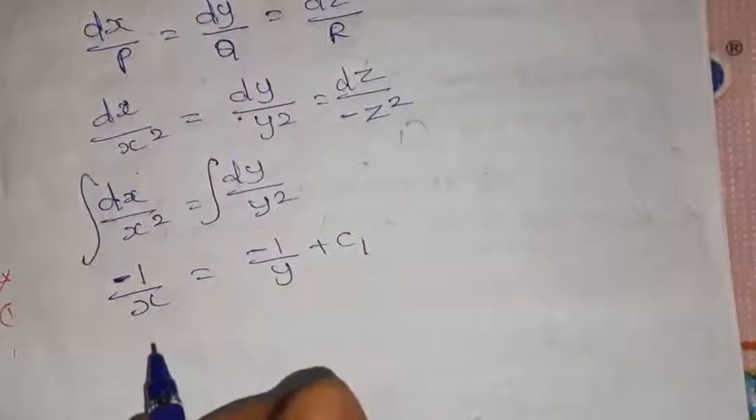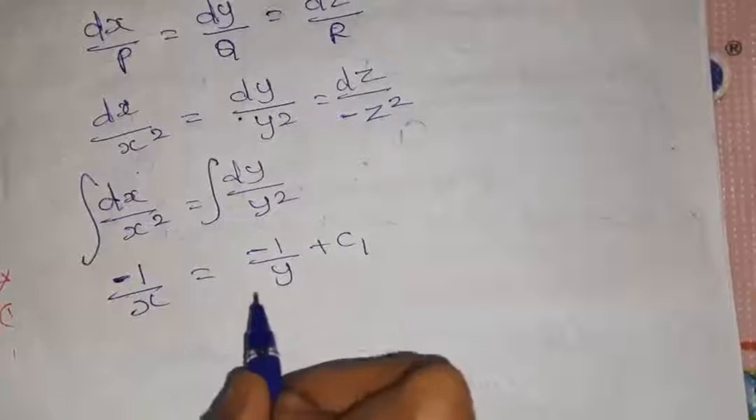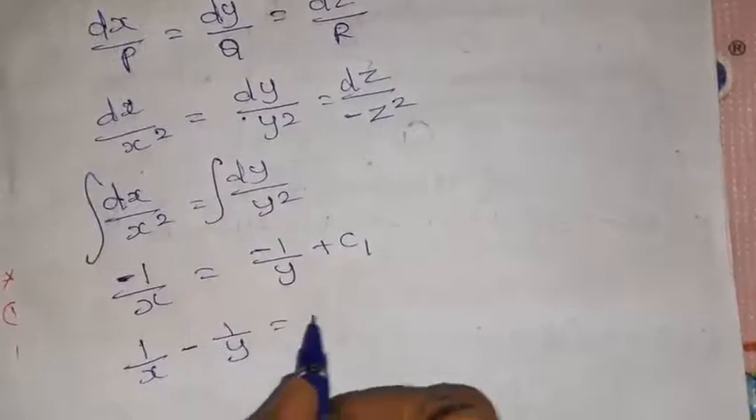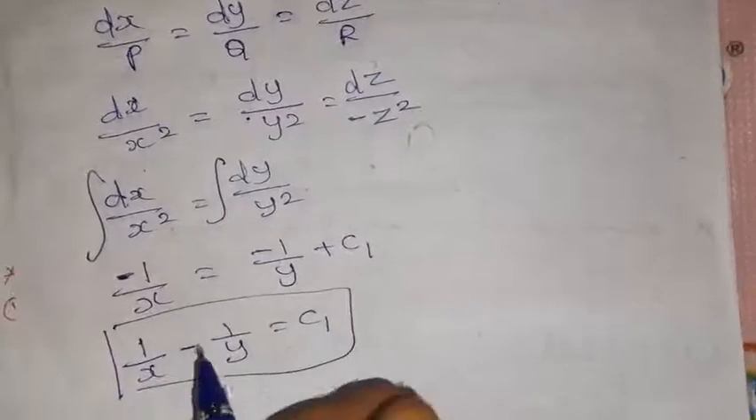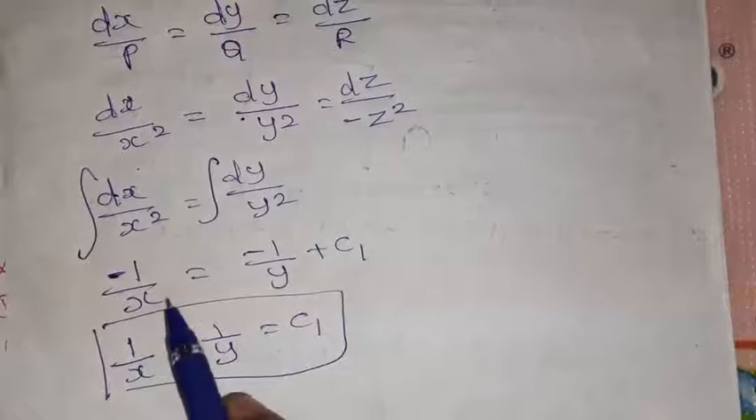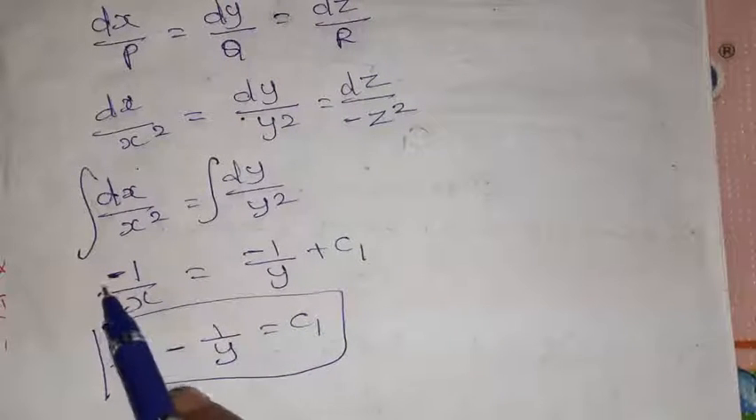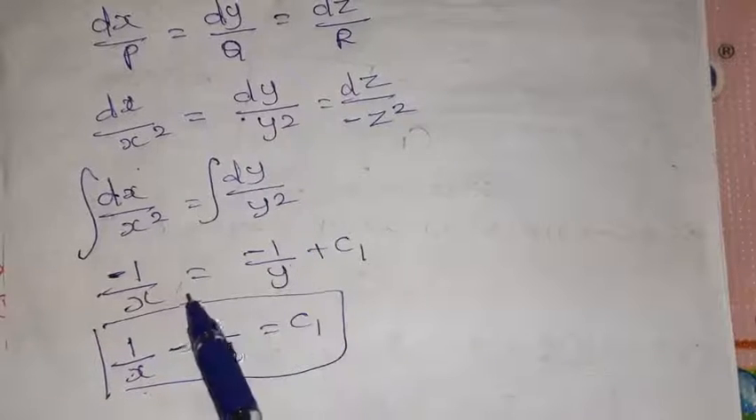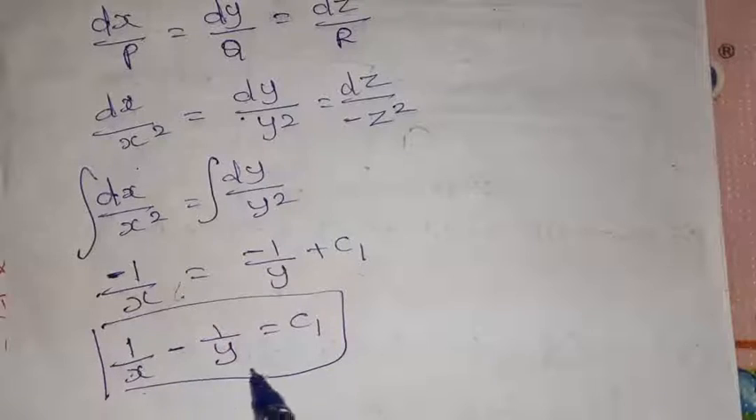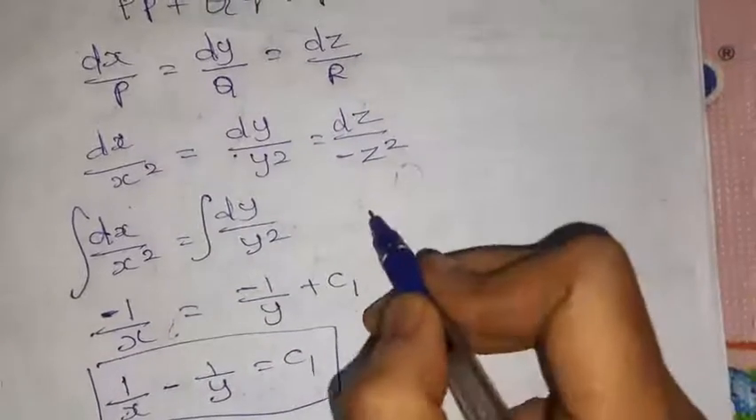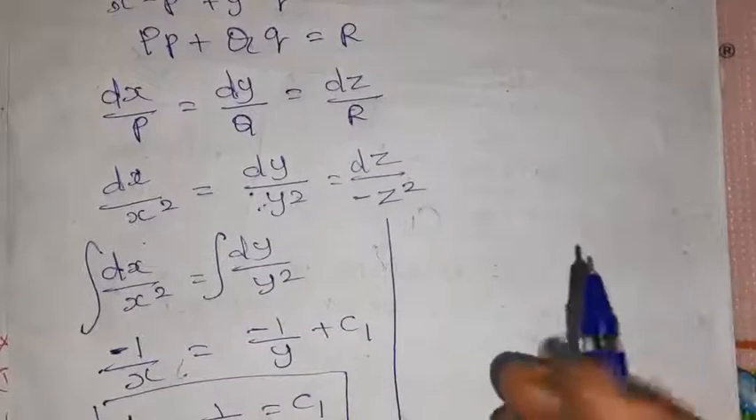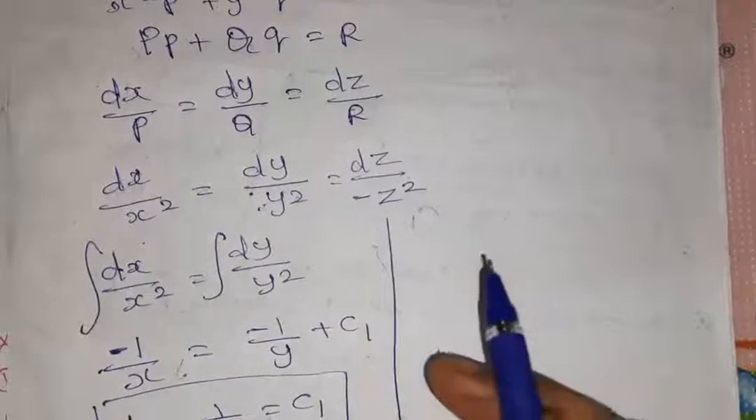Then what will we get? Multiplying by minus sign, 1 by x minus 1 by y equal to c1. Taking this to this side, 1 by x minus 1 by y equal to c1. Then what do we need to do? We need to compare these two, and according to the options, we can change. Then comparing these two, what will we get?